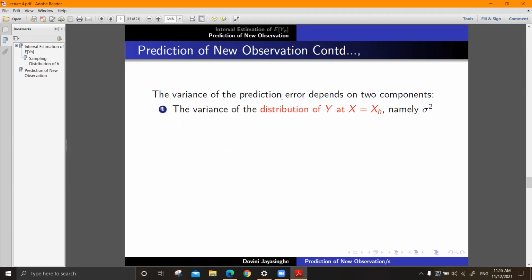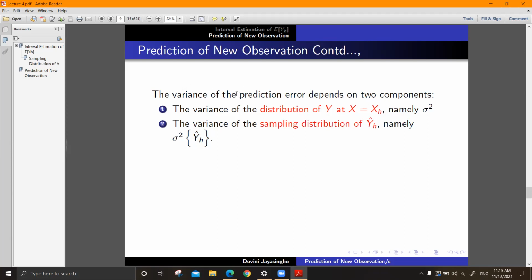The variance of a prediction error depends on two components. The variance of the distribution of y at a given x, namely sigma squared, and the variance of the sampling distribution of Y_h hat, namely sigma squared of Y_h hat. So at a given x level, we have the sample data. We have to consider the distribution of that, and also the sampling distribution of the new observation, because it can go beyond the limits, right? So we have to consider two different things.